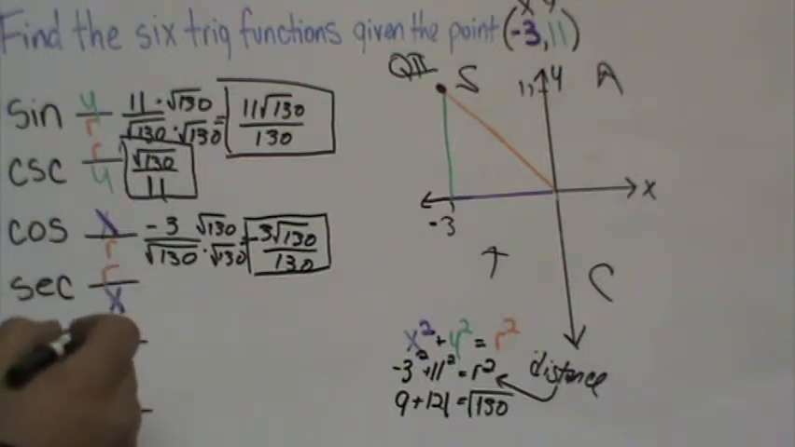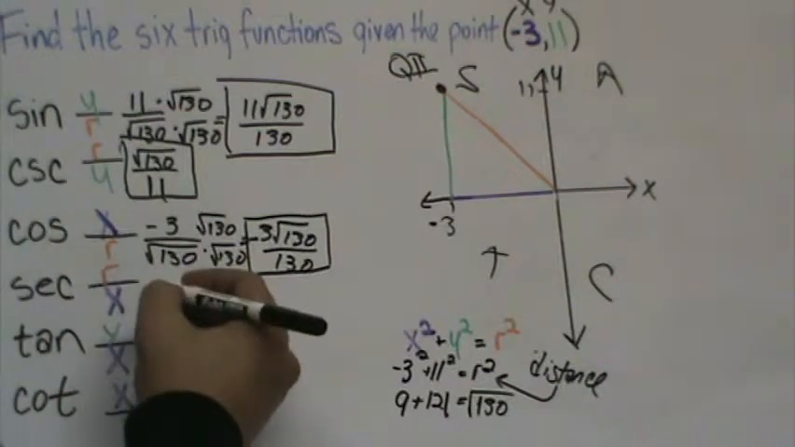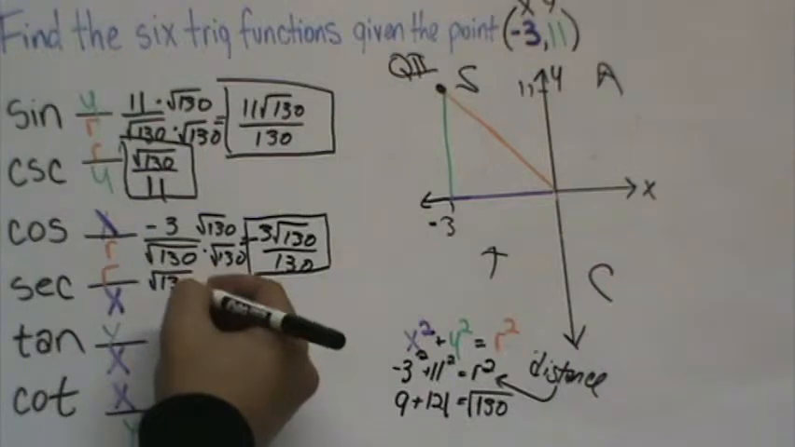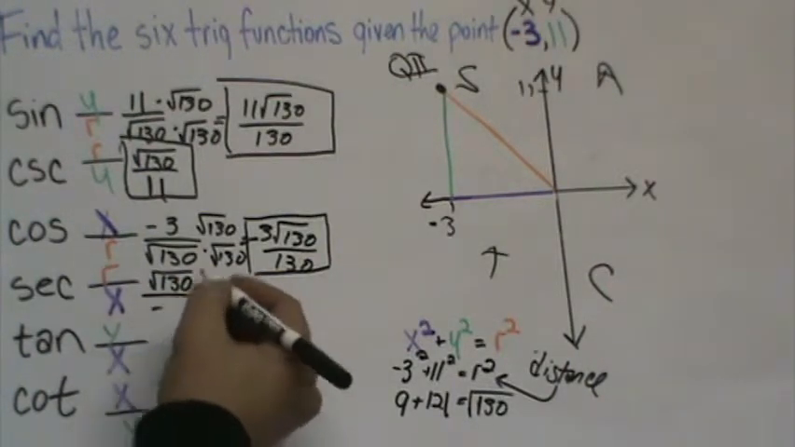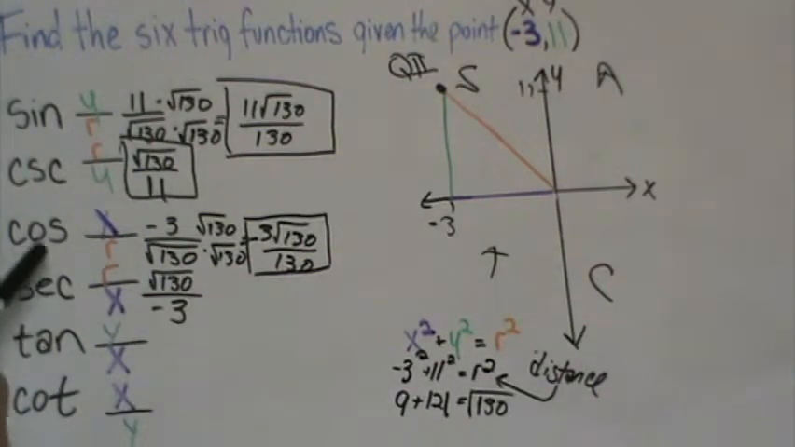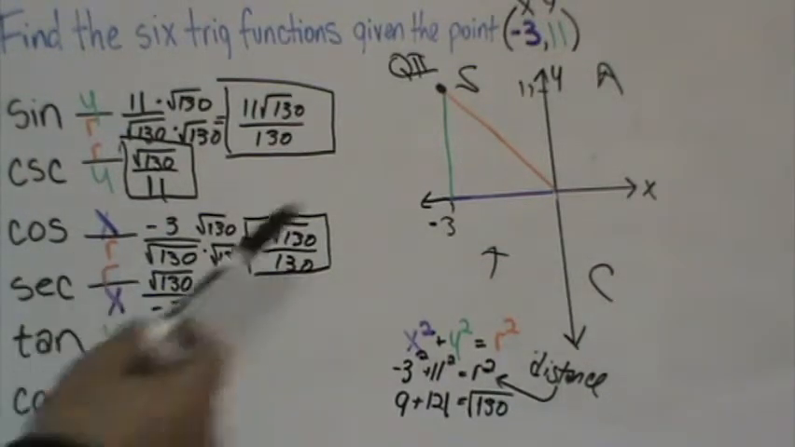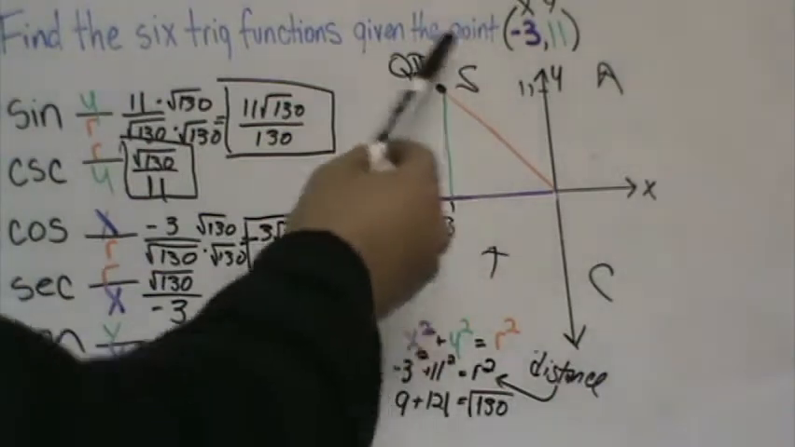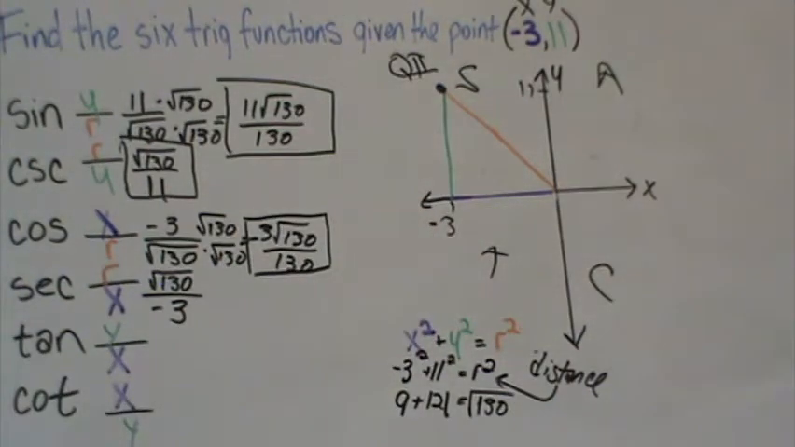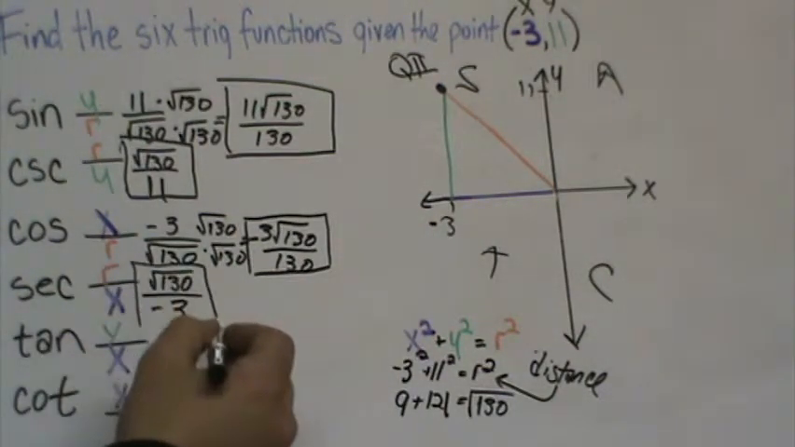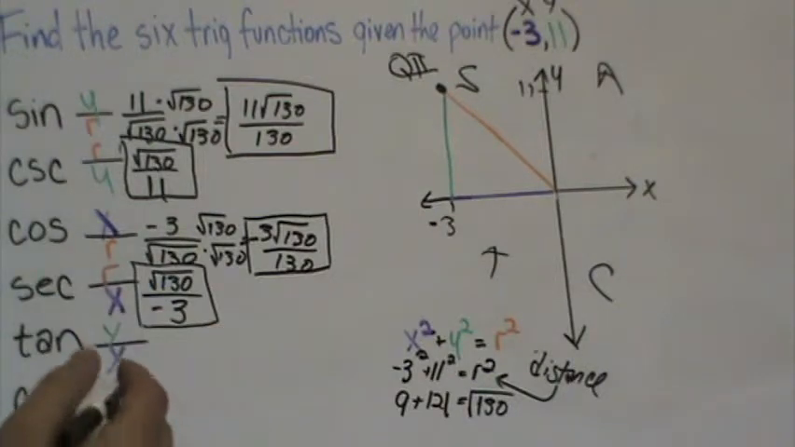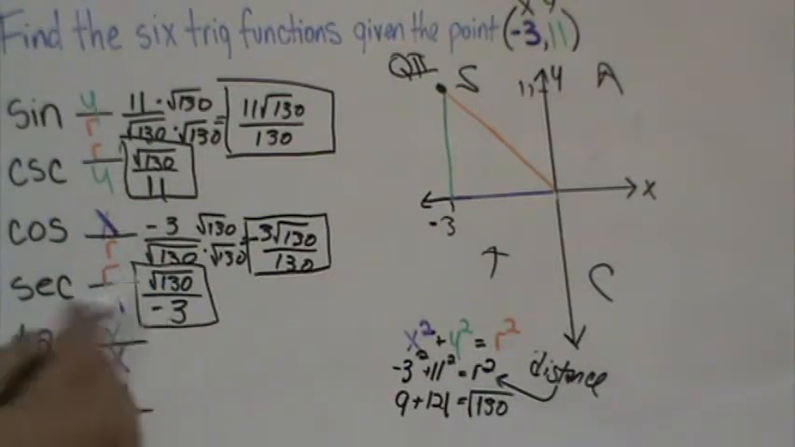So let's find secant of theta. It'll be r over x, the reciprocal. So r is square root of 130 over, remember, it's -3. Now you know your answer is going to be negative at this point because cosine is negative, and secant is always negative in quadrant 2. So this is actually your answer for secant. Of course you could put the negative in front or at the bottom, it doesn't matter.